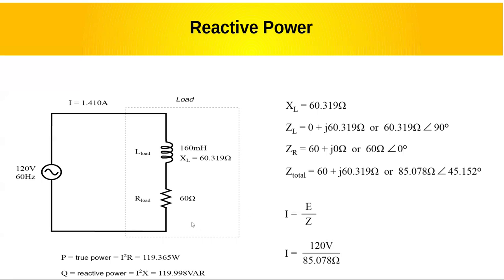So you got 119 watts of real power, but what you see as apparent power is almost 170. So the power company would be charging you for 170 watts, and you're only actually using 119.